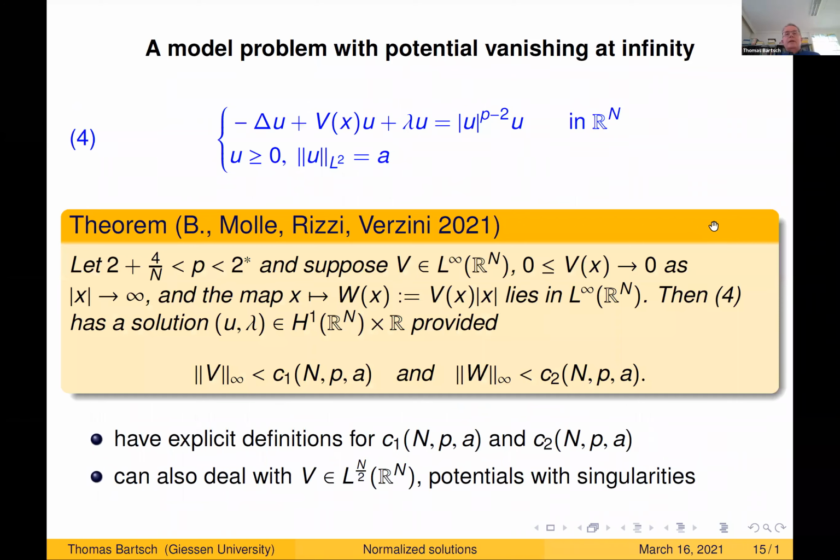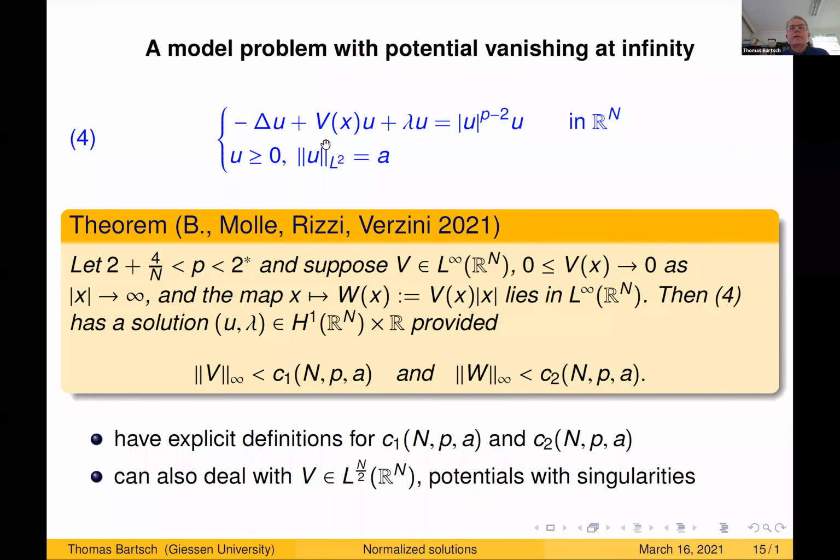Okay, now you see, I would like to leave this autonomous region and see what happens if some potential enters. And this changes the situation quite a bit. So it's clear that the scaling can be used, but it's not as easy to use and requires some additional work for sure. So let's look at this model problem here.